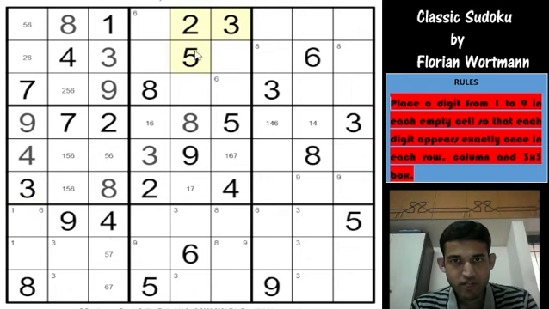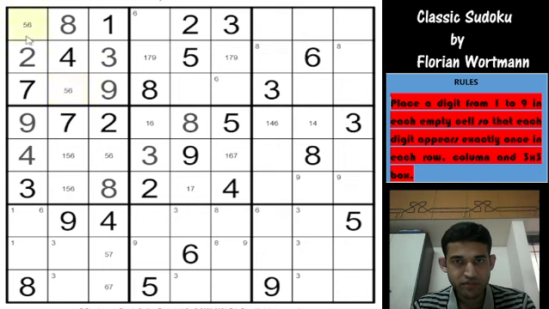Okay, 2, 3, 5, 8, 4 and 6, which means that these two cells can only be 1, 7 and 9. They can't be anything else, right? 2, 3, 5, 8, 4 and 6. Oh, I have a 6 here. I could have placed this too long back, guys. Sorry for that. That was a simple miss.